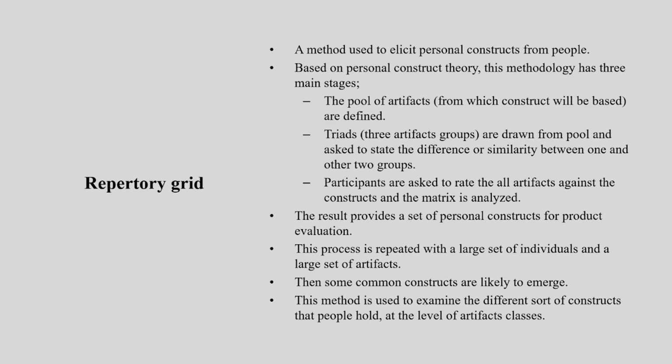Then some common constructs are likely to emerge, because when you keep on doing it, something very common comes up, and then you have an idea of what kind of personal constructs you are getting. This method is used to examine the different sorts of constructs that people hold and the level of artifact classes. So at the end you get a kind of classification. Using that, maybe you can take it further, to decide how the system needs to be developed.